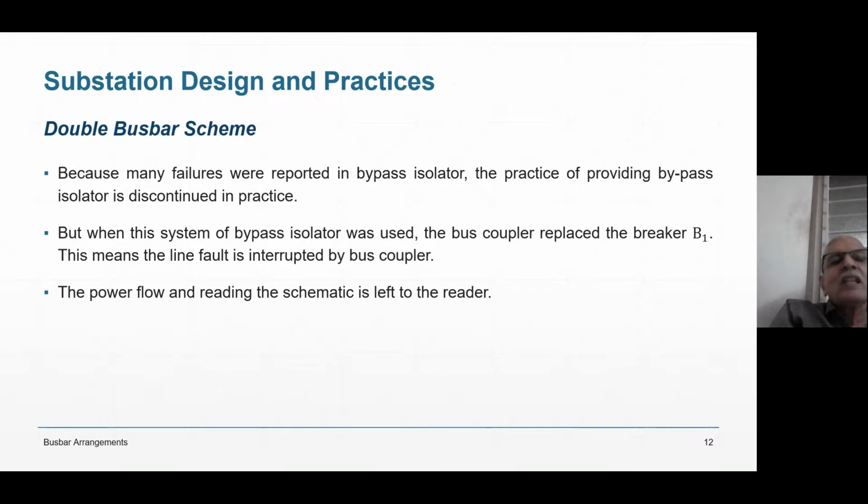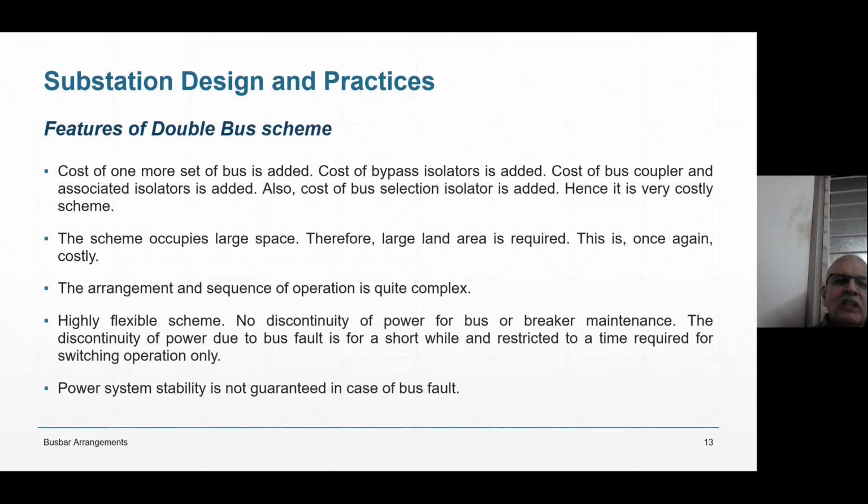But if you read, you will feel that there are more disadvantages, because when this system of bypass isolator was used... now few people are using bypass isolator. So that advantage of maintaining the breaker, even while feeding the power to the line, is not available if you do not use bypass isolator, because certain failures were seen by people. Power flow and reading the schematic is left to the reader, which I did read. I did complete the scheme. So what are the features of the double bus scheme? Cost of one more set of bus is added.